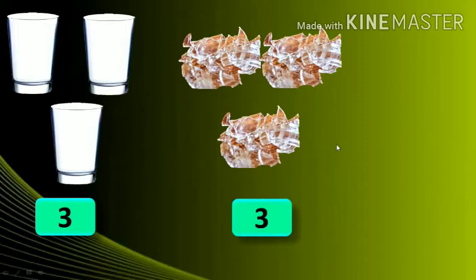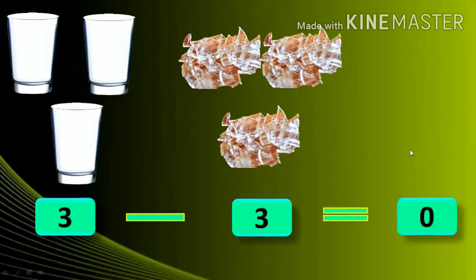3 glasses. So, do you have any glasses here? No. No glasses means we have 0. 3 minus 3 equals to 0. When we are subtracting the number from same number, we will get 0. Is it clear, children? Very good.